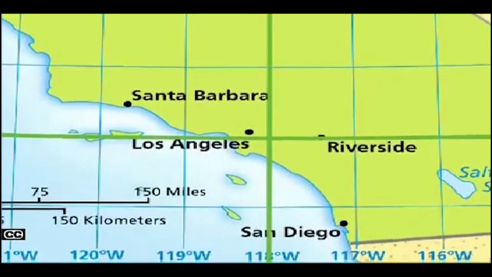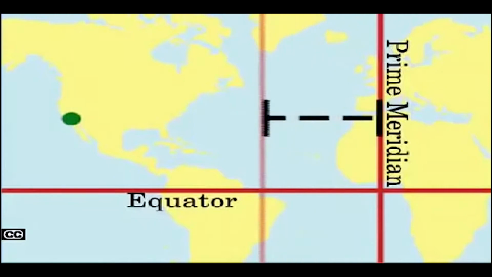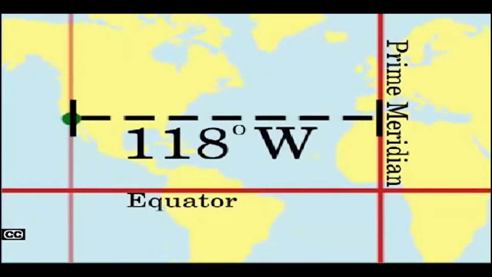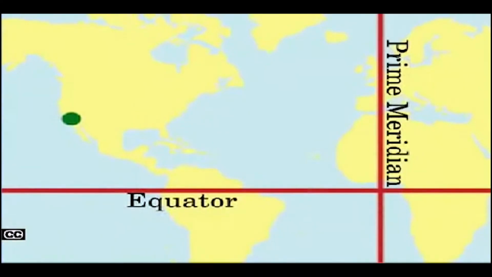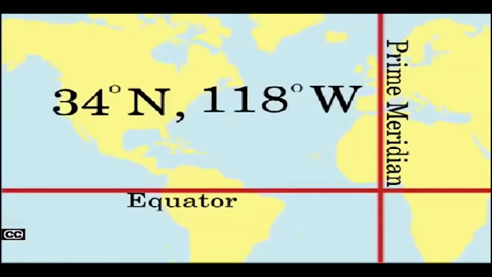So, for example, Los Angeles's longitude is about 118 degrees west. That is, 118 degrees west of the prime meridian. So, to determine the absolute location of Los Angeles, we put latitude and longitude together and come up with 34 degrees north, 118 degrees west.